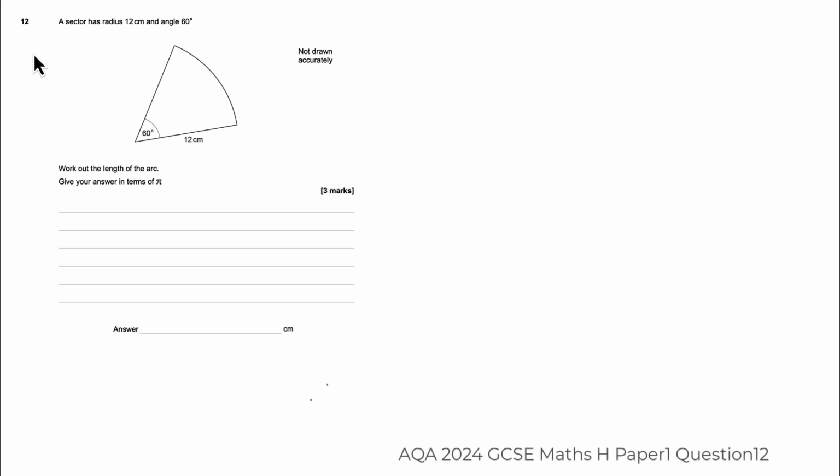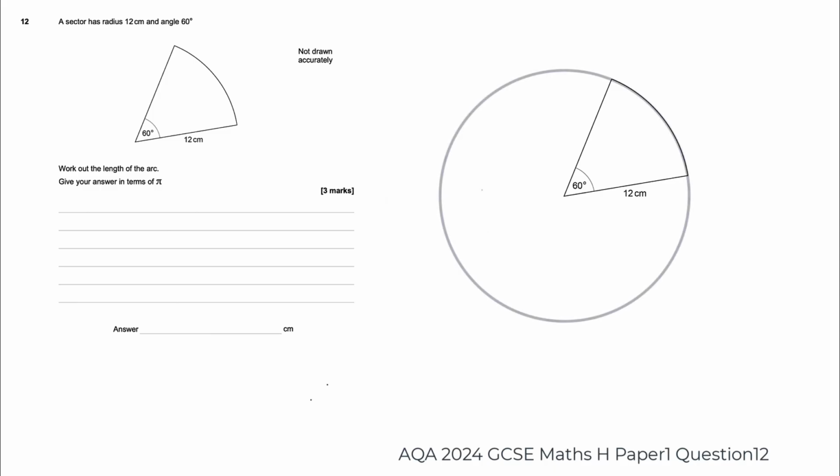So here we have question 12, and we're shown this diagram of a sector of a circle which has a radius of 12 and an angle of 60 degrees. We've to work out the length of this arc, giving our answer in terms of pi. So let's have a look at a larger diagram. There it is. And I think it would help if we imagined a complete circle.